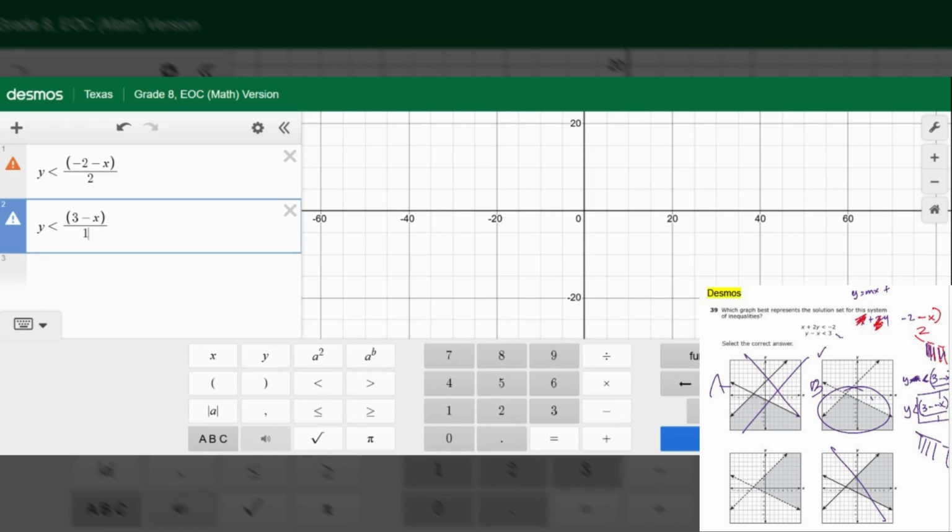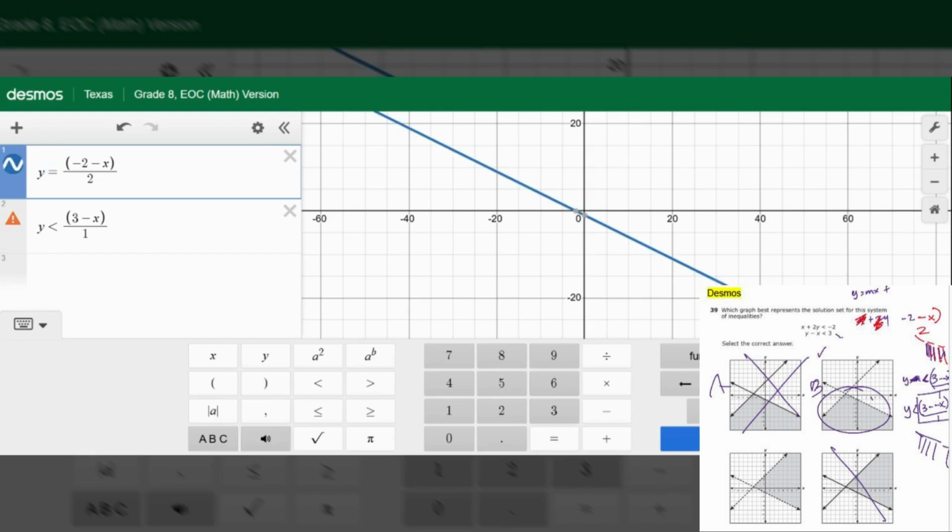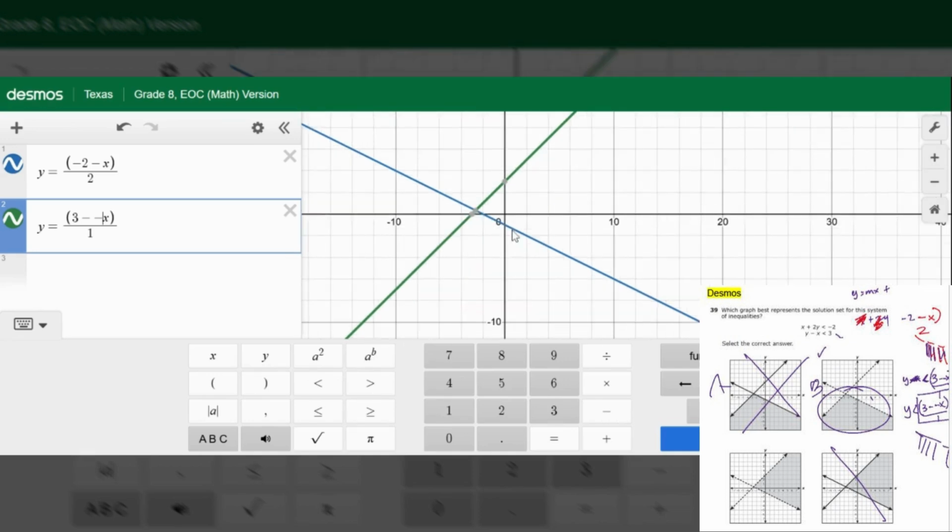So what you're going to do here, since we already know the equation, we know that these are two broken lines. Both are broken lines. We're just choosing between B and C. So I'm going to change this to an equal sign. Now the line starts showing up. So here we go. This is the graph.